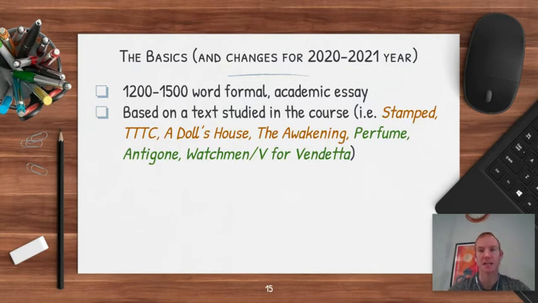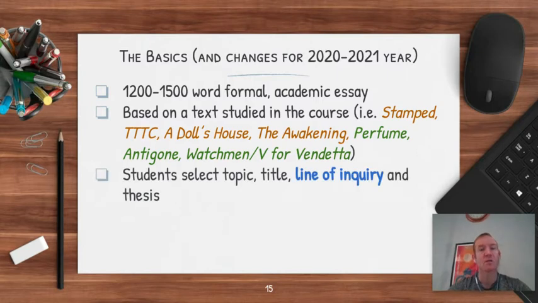So for our class, that would be either Stamped, The Things They Carried, A Doll's House, The Awakening for first semester, or Perfume, Antigone, or that choice of Watchmen or V for Vendetta. You, the student, will select the topic of the essay, the title, as well as the line of inquiry and the thesis for your essay.